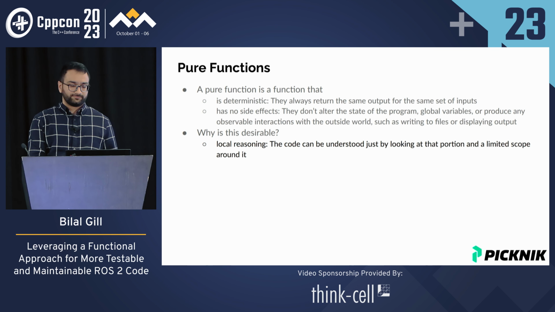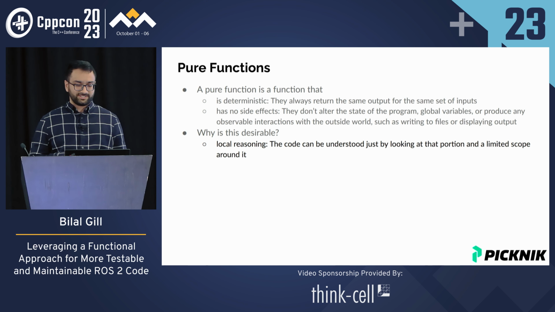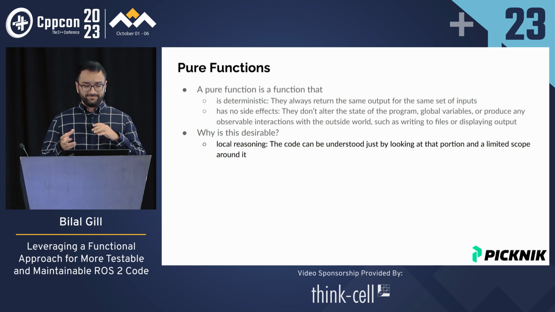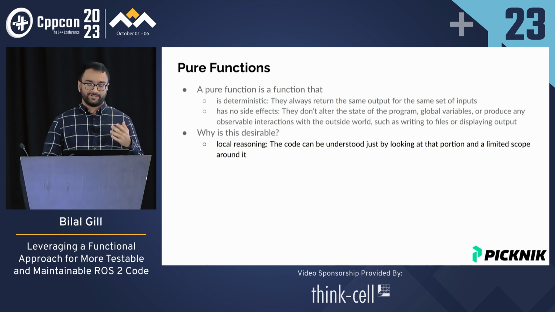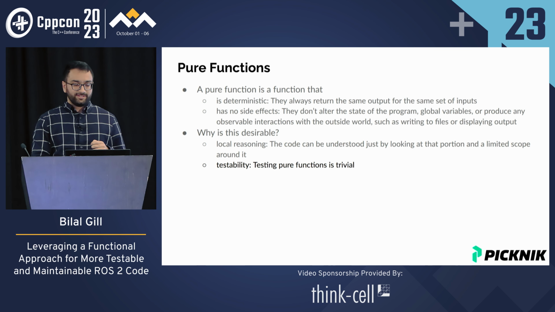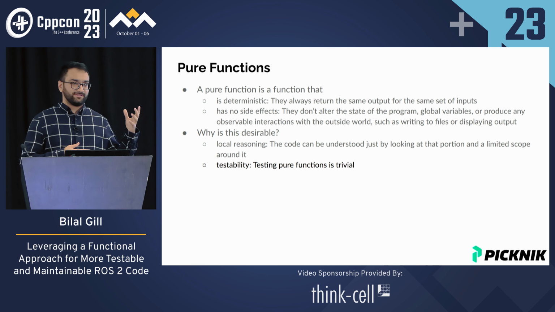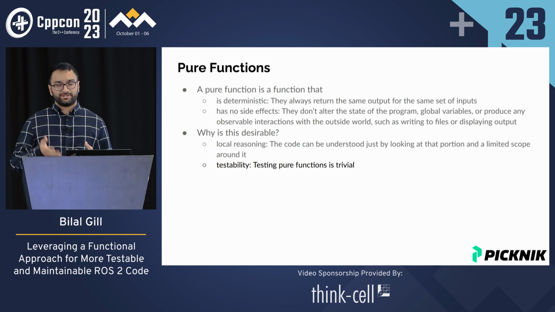Why is this desirable? Well, one, it's really easy to reason about locally, right? The code can be understood just by looking at the portion where the pure function is called and the limited scope around it, because the pure function doesn't, well, I'll get to it. And two, testability. Testing a pure function is trivial. You make the required inputs, you run them through the pure function, and then you check the return value.